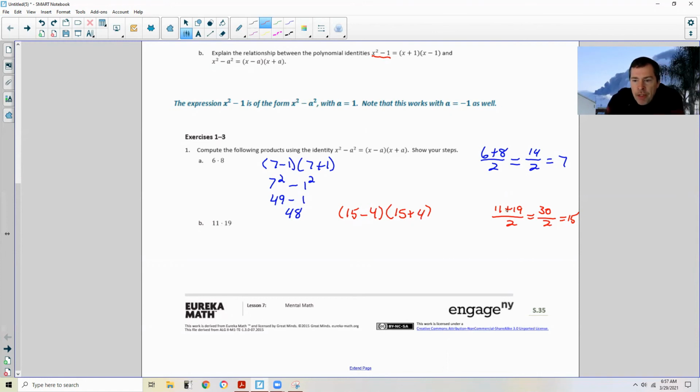Hopefully you understand that. It's just the midpoint, the average. You find the average to be x, and then whatever the difference or sum is, that's your a. So now I can say that's x minus a times x plus a, which is equal to x squared minus a squared, and x is 15. So that is 15 squared minus 4 squared. 15 squared is 225, and 4 squared is 16. 225 minus 16 is 209. And there you have it.